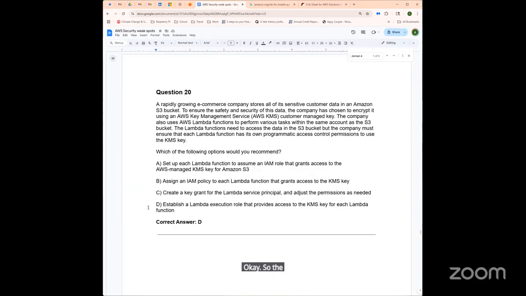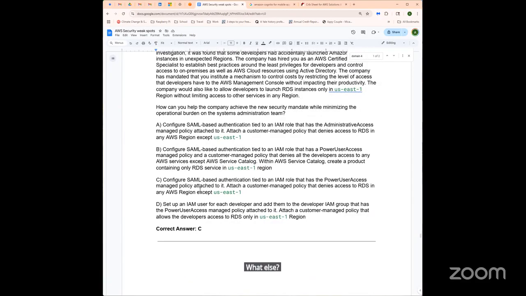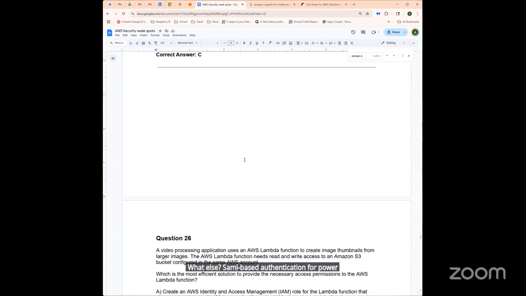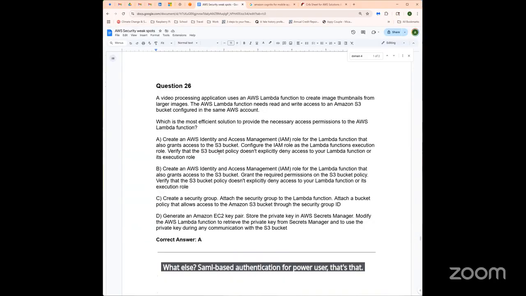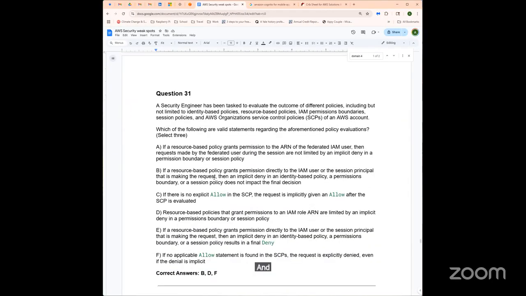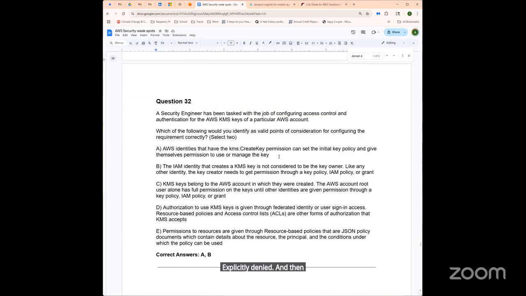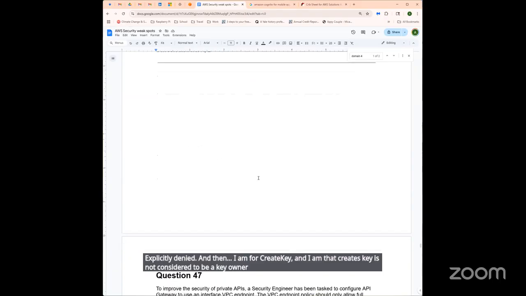So the Lambda execution role, remember that. What else? SAML-based authentication for power user. That's that. Okay. IAM role for a Lambda function that grants access to the S3. We've done that. And then we've done this as well, right? Resource-based policies, and then no allow statement. Yeah, explicitly denied. And then IAM for create key, and the IAM user that creates the key is not considered to be a key owner. Yeah, we've done this.